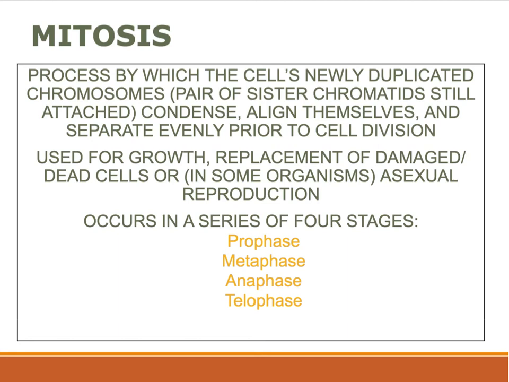And these are the 4 stages. You've got prophase, where the chromosomes are like, what's going on here? Metaphase is when they line up here, right? Anaphase is when they start to separate. And telophase is right before cytokinesis, and it looks kind of like this.